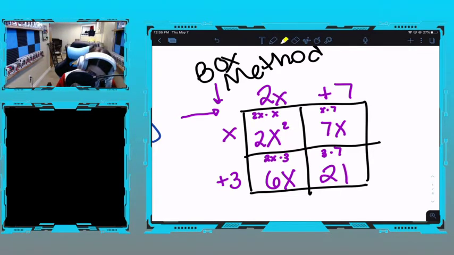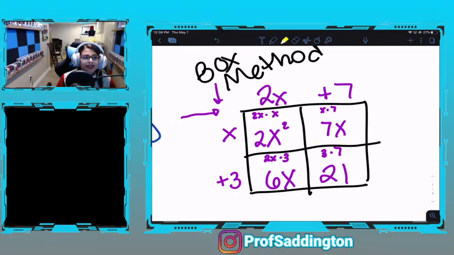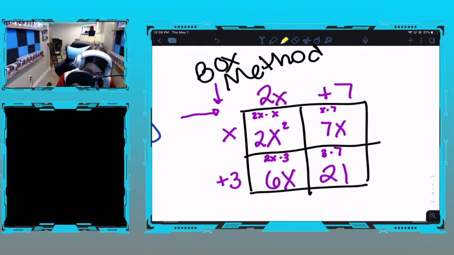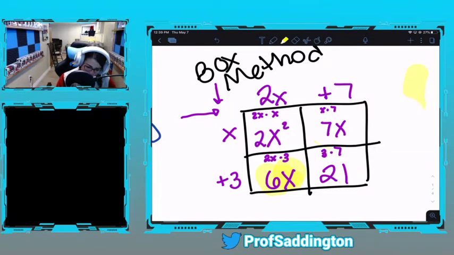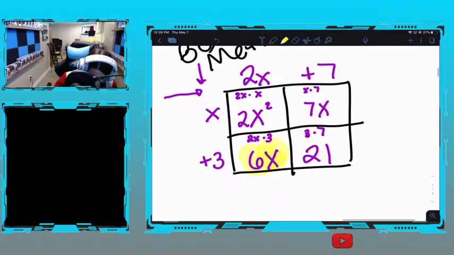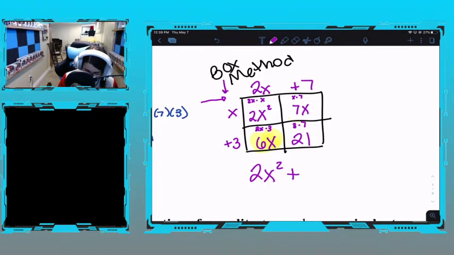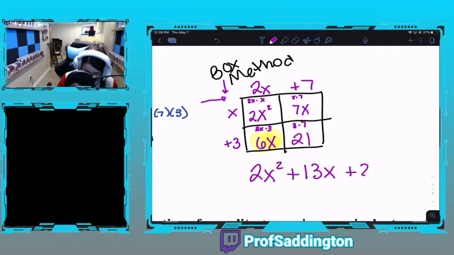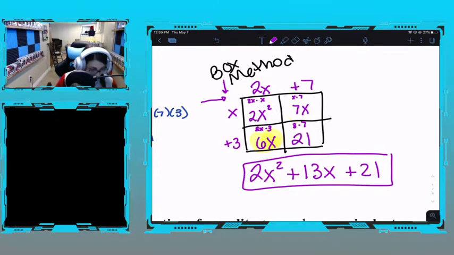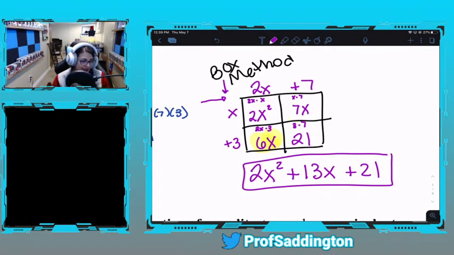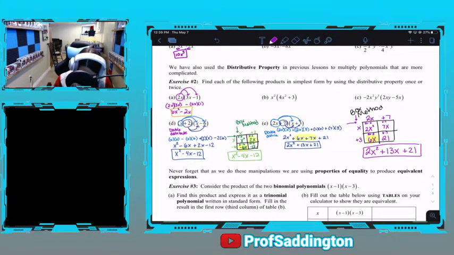And then if we look, we have some like terms. Highlighter froze. Super cool. It did it in the other box. Okay, well, it's not highlighting, but the 7x is a like term to it. I don't know why it's not highlighting. So we have 2x squared, 7x plus 6x is 13x, and then plus 21. So as we see, we still got the exact same answer no matter which method that we used. Why won't that highlight? It's going to drive me nuts.